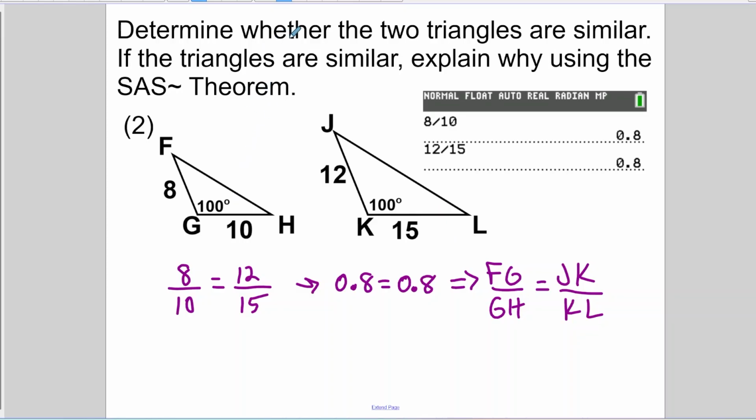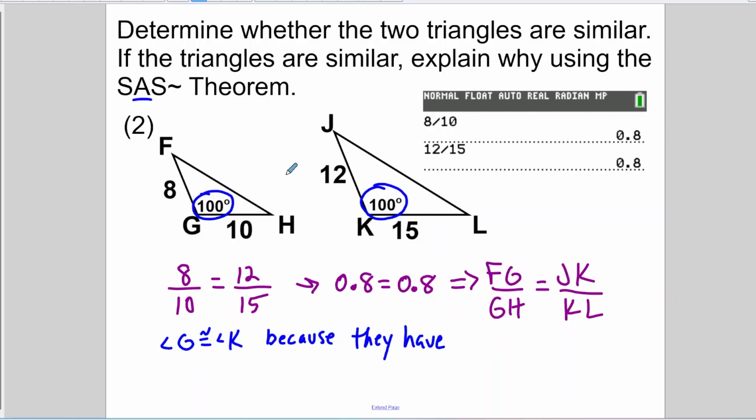But now let's focus on the angle part here. So the angle here, if we look, we have a 100-degree angle between these two sides, and we have a 100-degree angle between these two sides. So we can say that angle G is congruent to angle K. And the reason for this is because they have the same measure. But now let's think about what this implies here in terms of similarity. So this tells us that the triangles are similar by the side angle side similarity theorem.